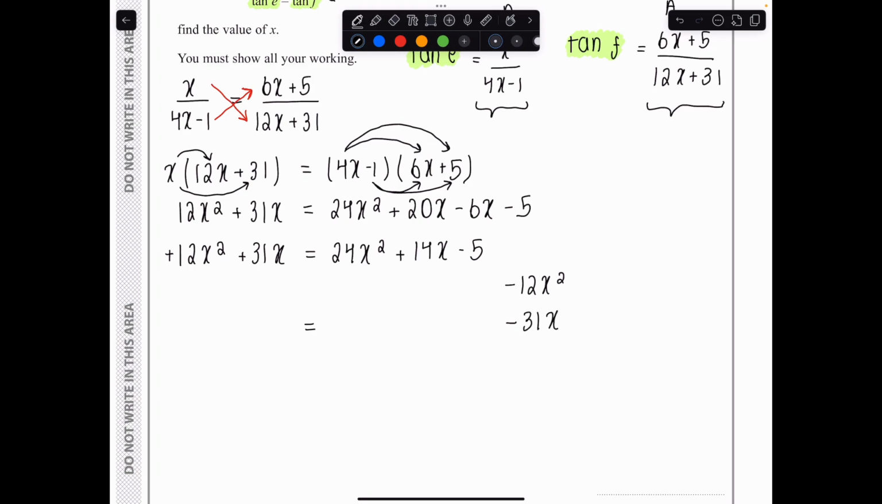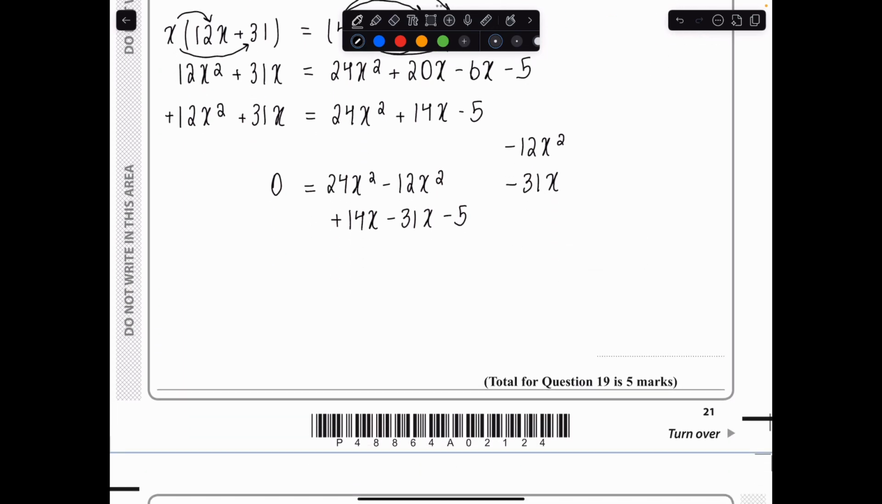So if we take away 12x squared and we take away 31x, the left-hand side, we're left with nothing, right? Because we've done exactly the opposite of what's there. But then the right-hand side, we have 24x squared, but now we're taking away 12x squared, aren't we? Then we're adding 14x, but then we're taking away 31x, aren't we? And then we have a negative 5 remaining there.